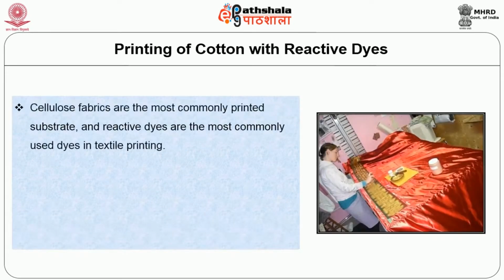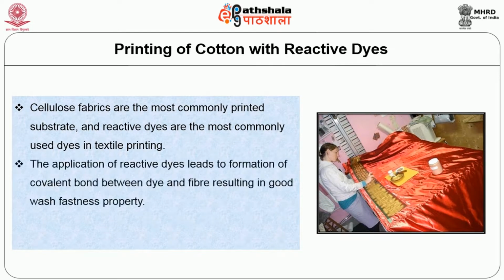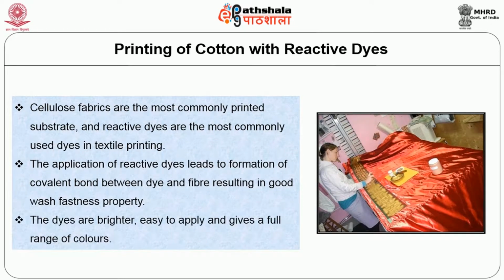Cellulose fabrics are the most commonly printed substrate, and reactive dyes are the most commonly used dyes in textile printing. The application of reactive dyes leads to formation of a covalent bond between the dye and fiber, resulting in good wash fastness properties. The dyes are brighter, easier to apply and give a full range of colors.